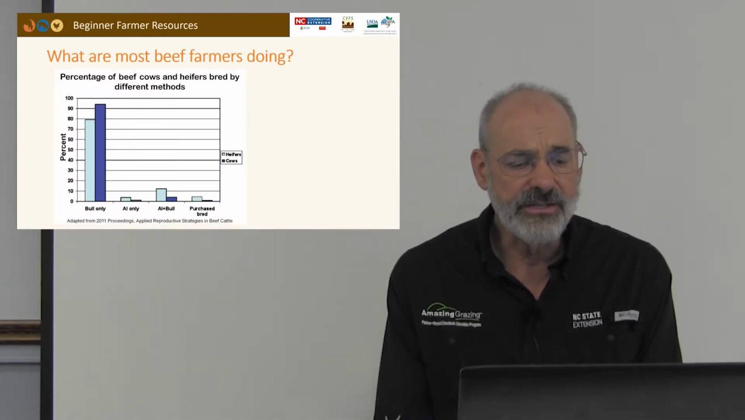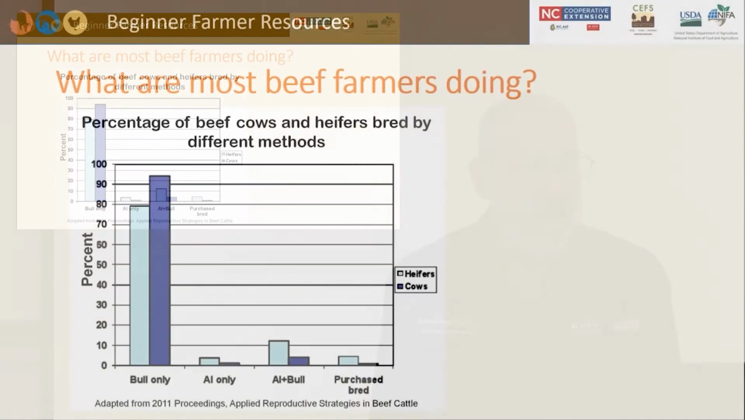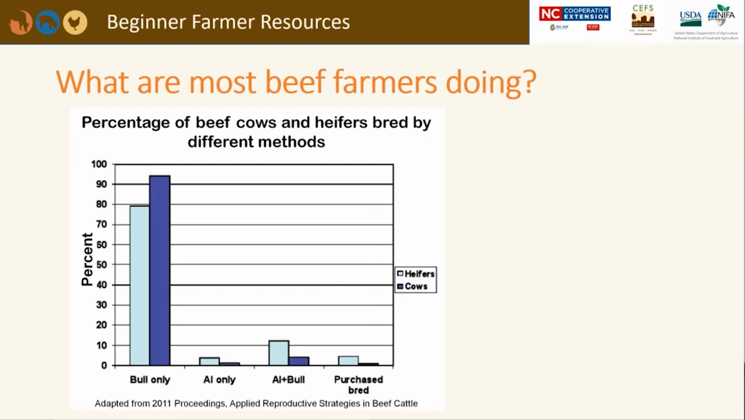Now, this graphic shows what most beef farmers are doing at the current time. As you can see, with heifers, about 80% of the farmers are using a bull only, and with the cow herd, about 95%. As far as AI only, you see there's very few farms that do only artificial insemination, but there are more that do artificial insemination and the bull. So about 10% of those farms, especially the ones breeding heifers, are using AI.